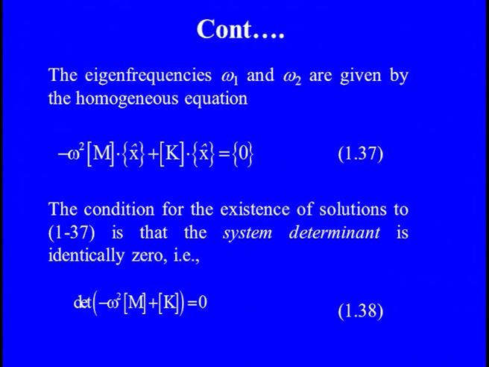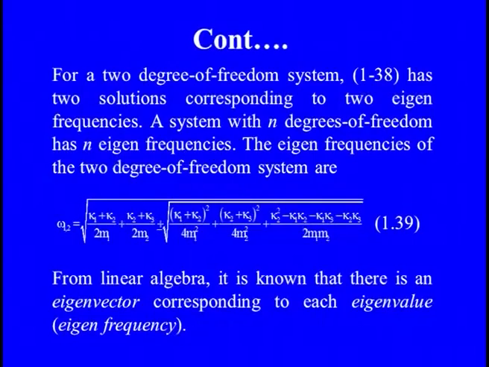Then we have determinant of minus omega square m plus k equals 0, and from that we can calculate the natural frequency, or else we can say the eigen frequency, which is nothing but the natural frequency square. So for a 2 degree of freedom system we have omega 1, omega 2 as we discussed. Even if we go for higher degrees, this is the linear terminology: if we have an n degrees of freedom system, then n natural frequencies are there.